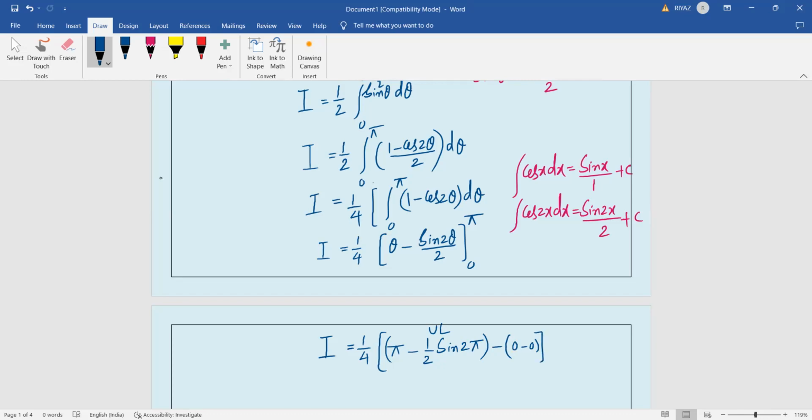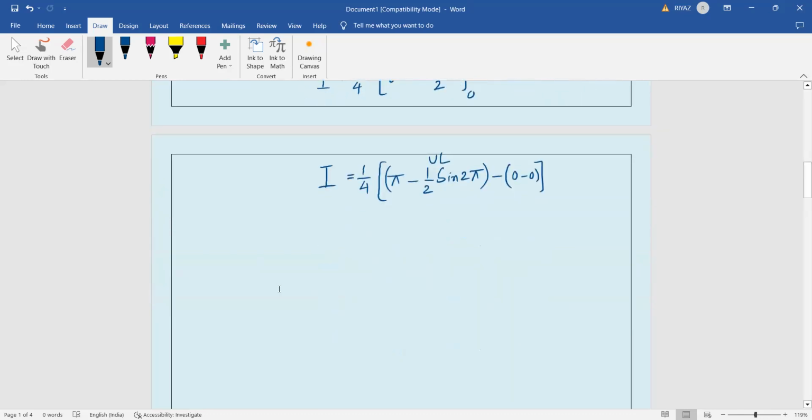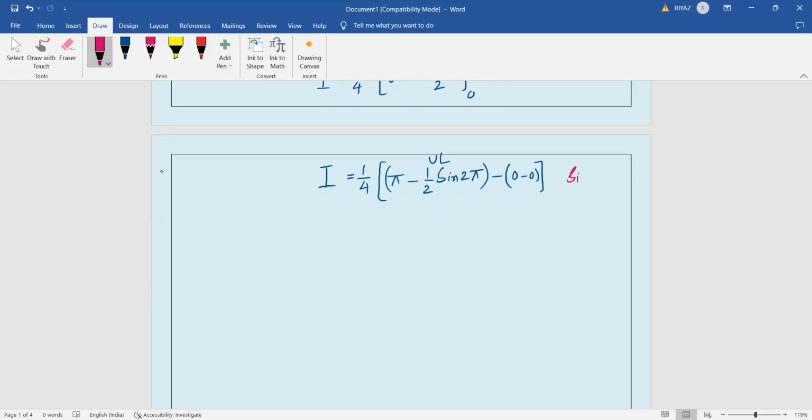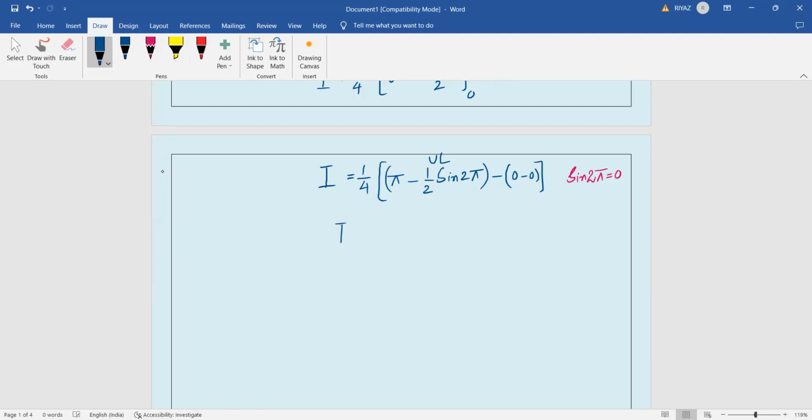Now here, what is the sine 2 pi value? Yes, sine 2 pi will be 0. Sine pi is 0, sine 2 pi is 0, sine 3 pi is 0, sine 4 pi is 0, sine 5 pi is 0, sine n pi is 0. Sine is 1 only at 90 degrees, pi by 2. The rest of all the values will give you the answer 0. So finally, our answer is I is equal to pi by 4 only.